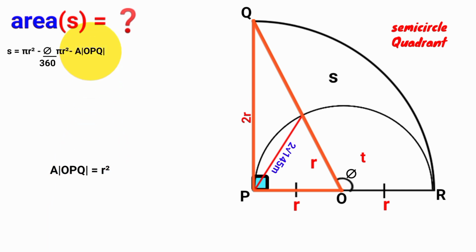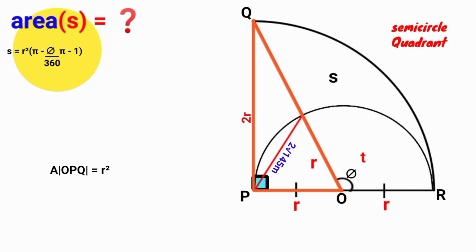Replace this area of triangle OPQ with R squared. From pi R squared minus theta over 360 pi R squared minus R squared. R squared is common, so we factor it out. So it is R squared into bracket pi minus theta pi all over 360 minus 1.